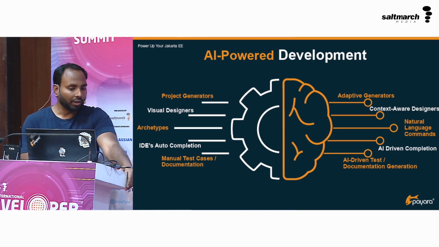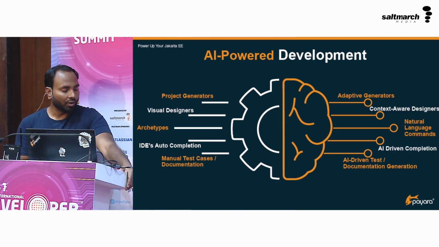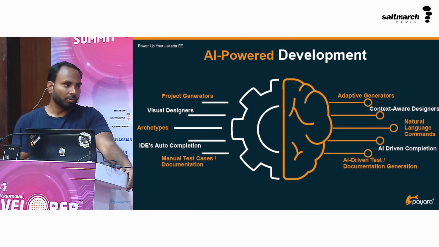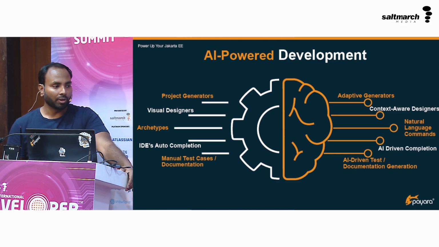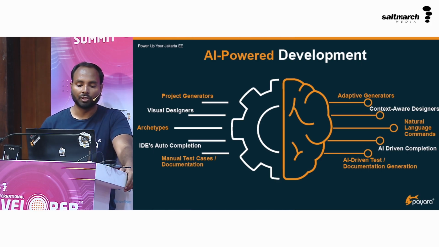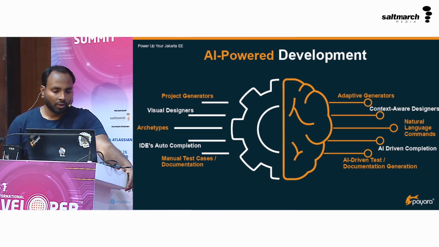A visual designer with an AI-driven approach becomes a context aware designer. It means it can be operated with natural language commands, so you can design your application with natural language commands. Archetypes can be replaced with natural language commands like in ChatGPT or any AI-powered solution. You can just type a requirement and it will generate some source code.